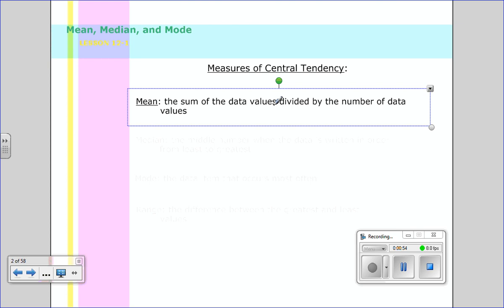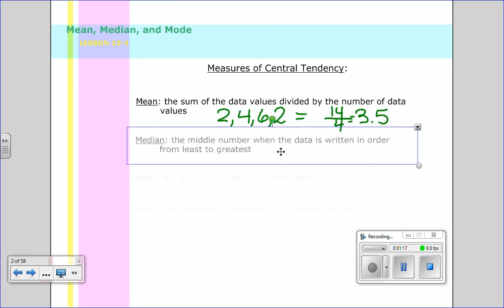So for example, if I have data 2, 4, 6, and let's say 2 again, if I wanted to find the average, I'd add those all together, and I'd get 14, and I'd divide it by 4, because there are 4 items. And then I'd get about 3 5/10 as an answer. So that's mean.